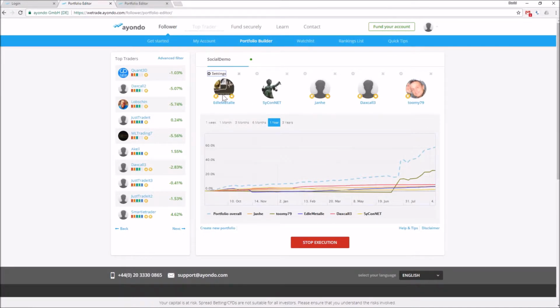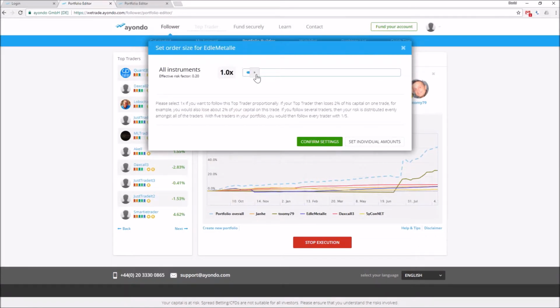So if Edel Metal does a trade where they're risking 1% of their account, on my account, if I'm following Edel 1-to-1, I'll be risking a fifth of 1%. So I hope that makes sense. And again, when we jump onto the platform to see the open trades, you'll see how this works and how tiny these trades are. So there we go. If I'm following Edel Metal 1 times, in effect, I'm only trading a fifth of the size, a fifth of the percentage risk Edel is.